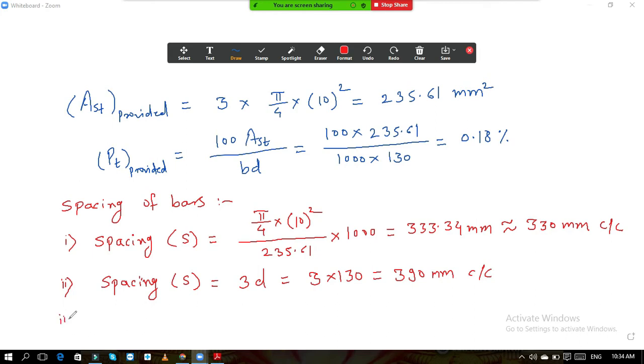And the third thing is, in no case should the spacing of main reinforcement S be more than 300 center to center. Now we will choose the minimum value out of these three values for the spacing. So which is the minimum value? 300.